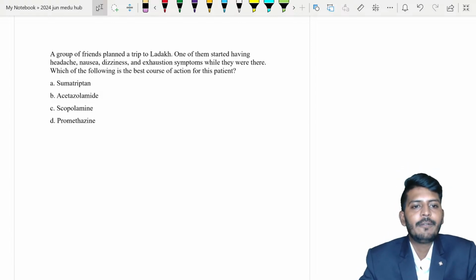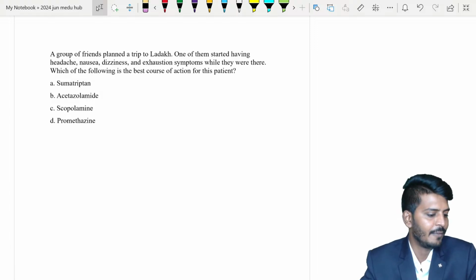All right, a group of friends planned a trip to Ladakh. One of them started having headache, nausea, dizziness, and exhaustion symptoms while they were there. Which of the following is the best course of action for this patient?